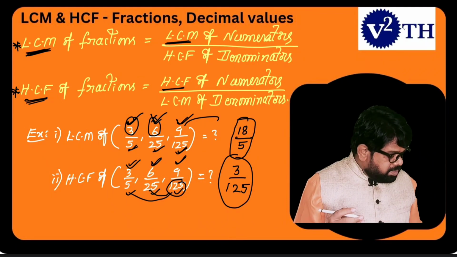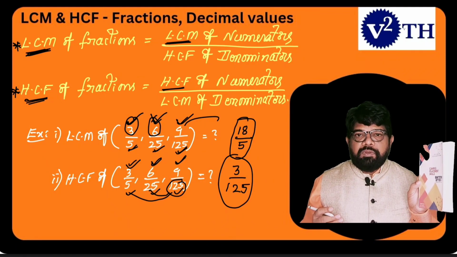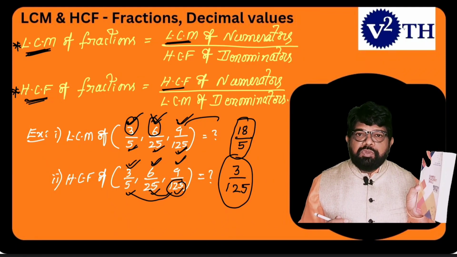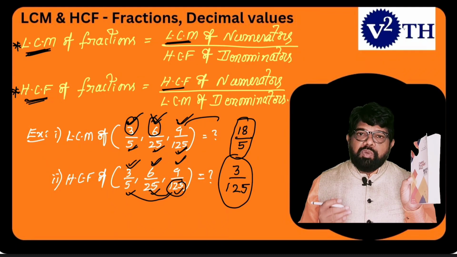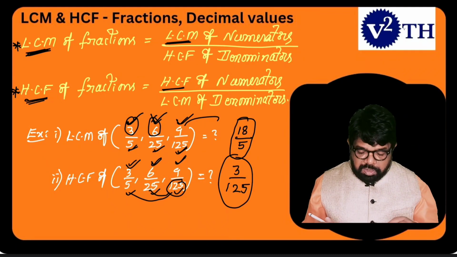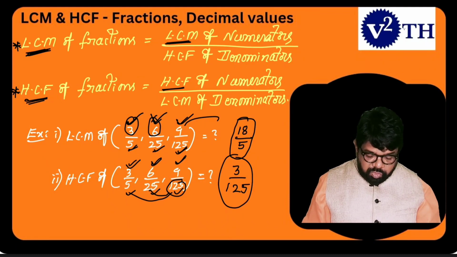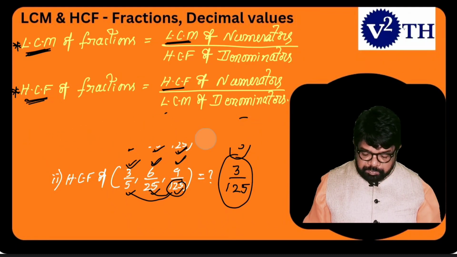So more examples are there for the practice in this book. It is Quantitative Aptitude 1. So by using this logic, you have to practice more examples. Then only you can get the command. So these are the fractions. Now similarly, for the decimal values also you have to do the same thing.